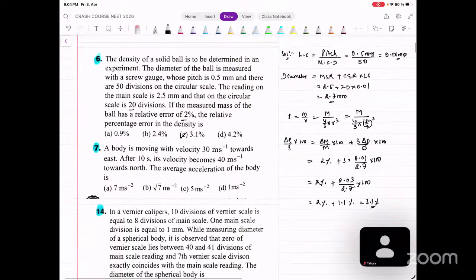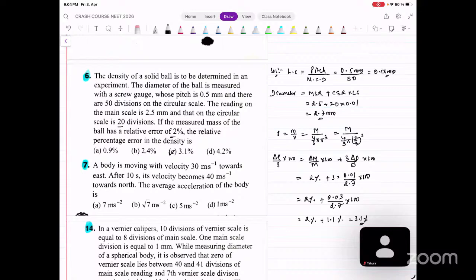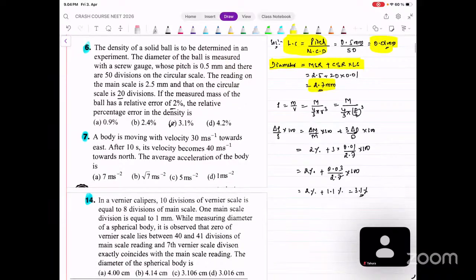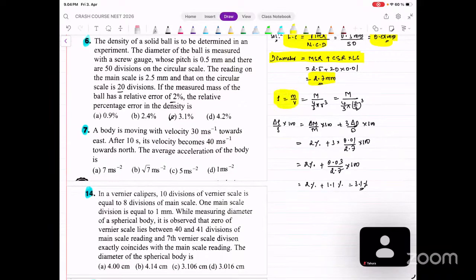Very good question, beta. Maximum chances are the students will leave this question. So first one, we need to calculate the least count that we are getting 0.01. Then diameter is nothing but reading of the screw gauge that I'm getting as 2.7 mm. Then we need to use the density formula, and as this is spherical body, a solid body, volume of the solid body is 4 by 3 pi into your r cube. So simplifying it, radius is not given, diameter is given for me. So I'm writing that one in terms of diameter.